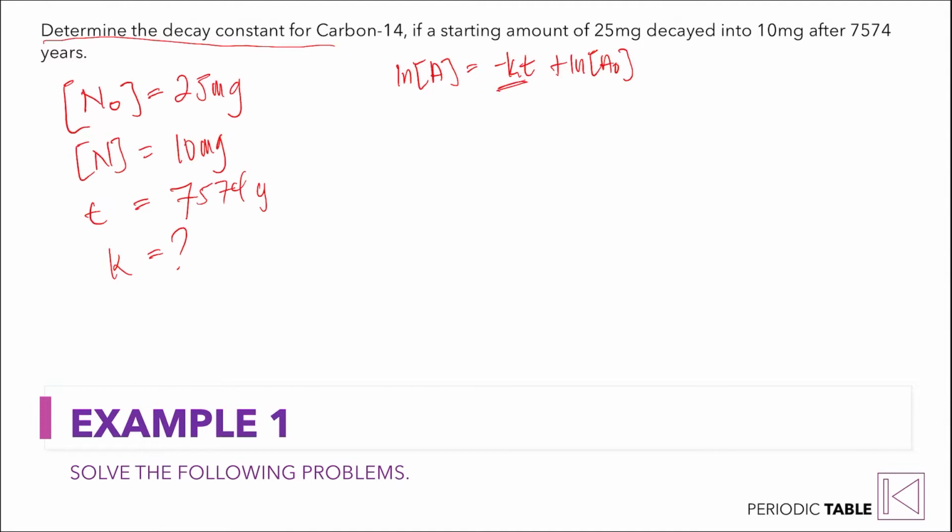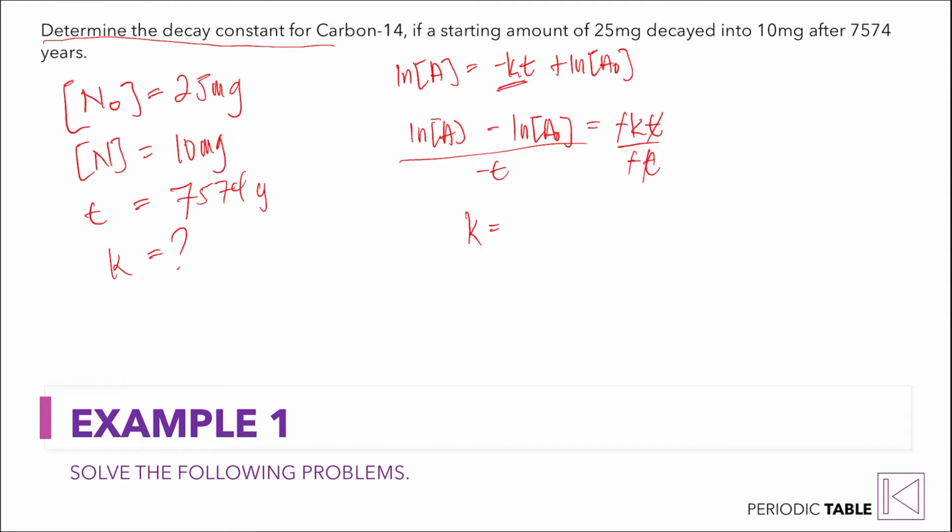So ilipat natin yung mga terms sa kabila na hindi naman natin kailangan. So, ln A minus ln A naught is equal to negative KT. Kailangan lang natin yung K. So, we can divide both sides by negative T para mag-cancel din natin yung negative sign, and then yung T, lilipat natin siya sa left side. So, matitira is yung K here.